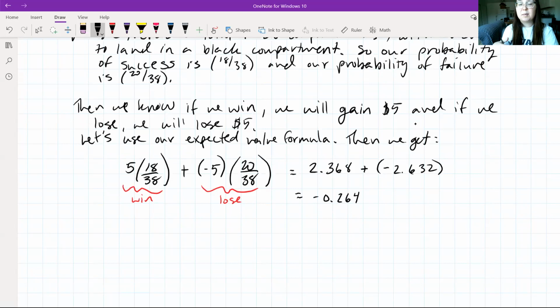But since we're talking about money in this case, we need to remember to round and then solve for the value of money. So we say this is about negative, or I guess that's in the wrong spot. It's going to be about negative 26 cents, or your expected value of payback is going to be negative 26 cents. So we say in the long run, you're going to owe 26 cents.